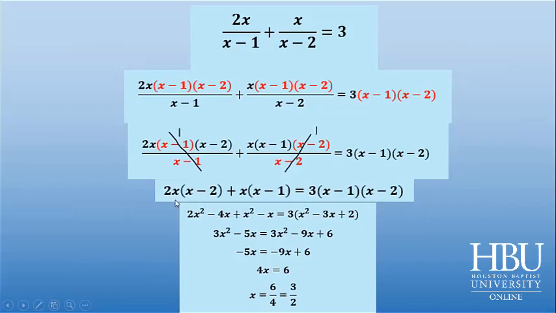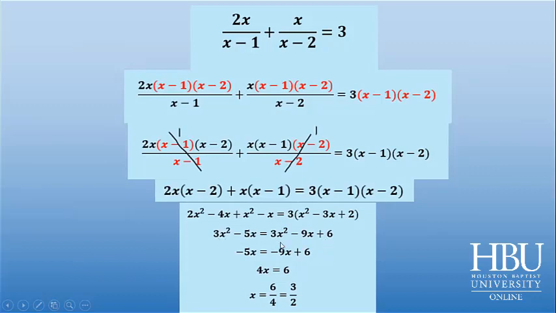I'm simply going to multiply out. 2x times x is 2x squared. 2x times minus 2 is minus 4x. X times x is x squared. X times minus 1 is minus x. The x minus 1 times x minus 2, if you FOIL that, is x squared minus 3x plus 2, and that's all multiplied by 3. 2x squared plus x squared is 3x squared, minus 4x minus x is minus 5x, and distributing the 3 on the other side gives 3x squared minus 9x plus 6.